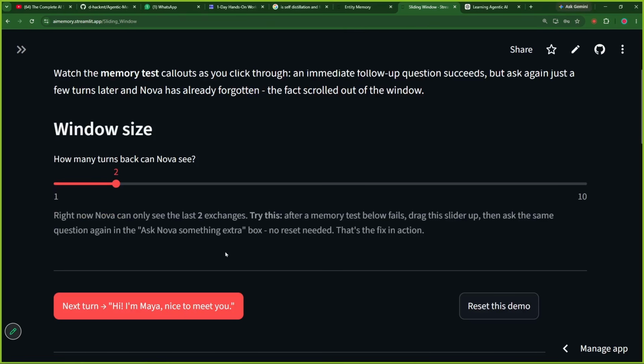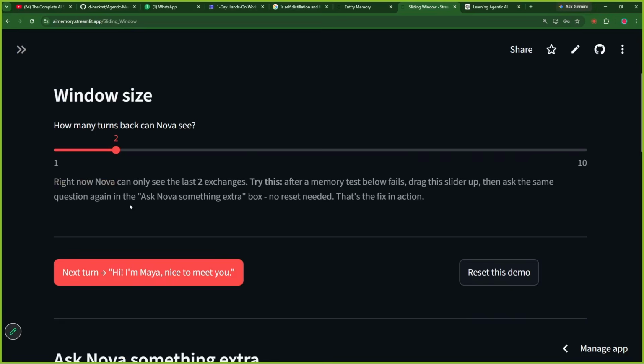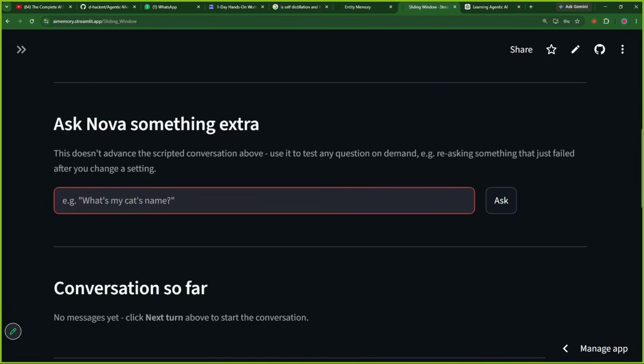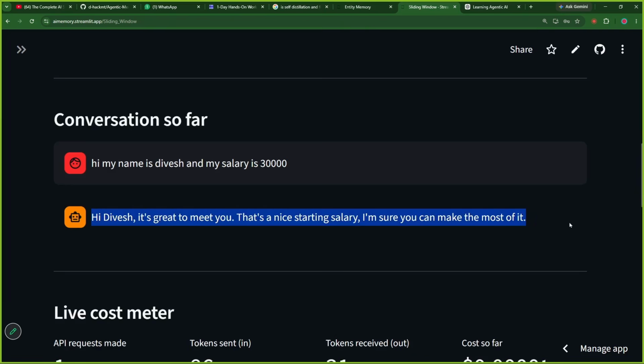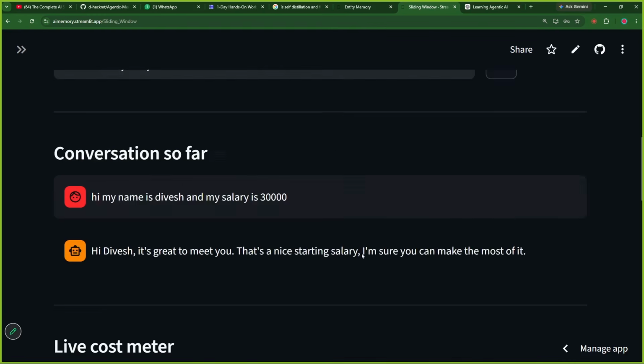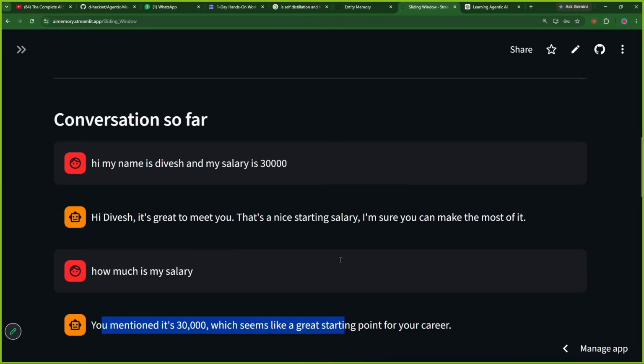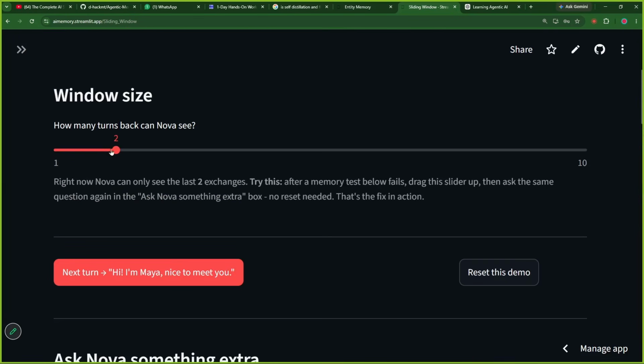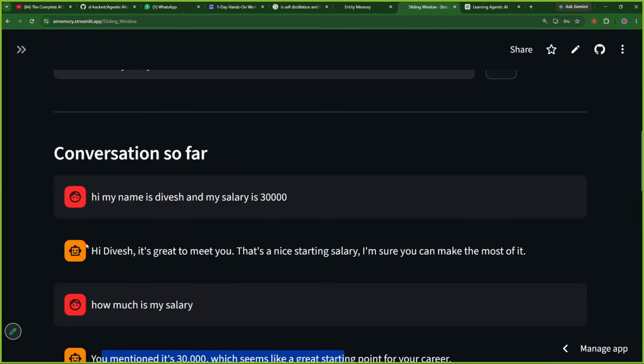All right. If I keep a window size of 2, let me show you this particular example. Hi, my name is Divesh and my salary is 30,000. I'm just giving it a message. Hi Divesh, it's nice to meet you. How much is my salary? It will remember my salary as well. Currently our sliding window is 2, which means the moment the third message comes, it will be evicted.